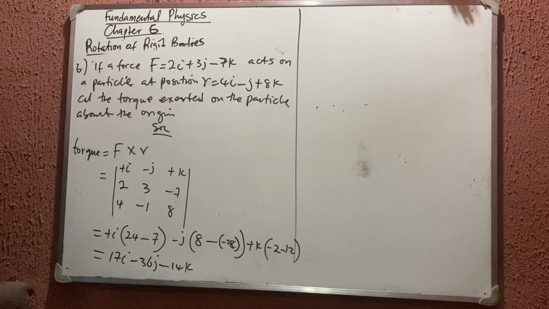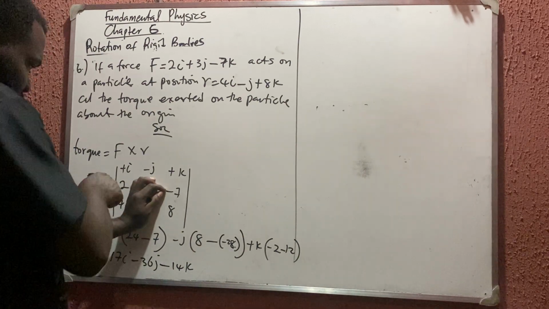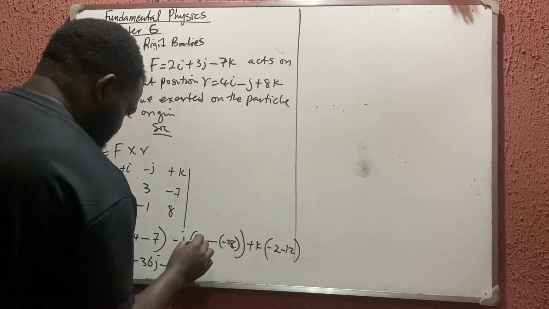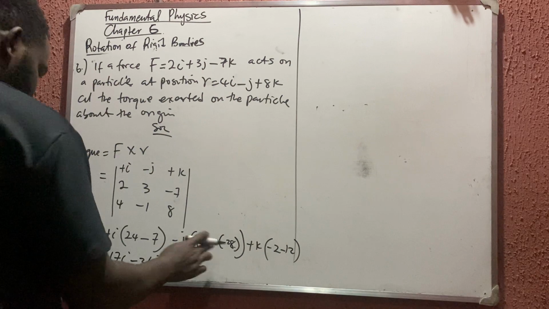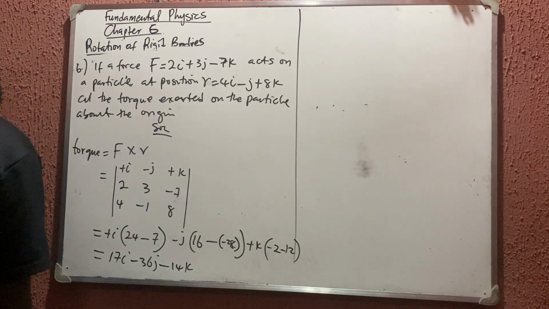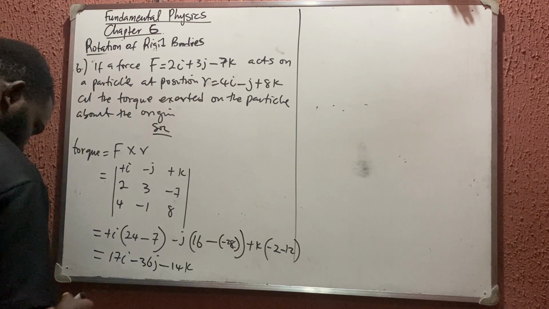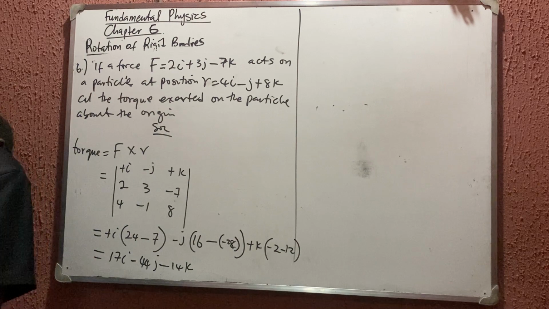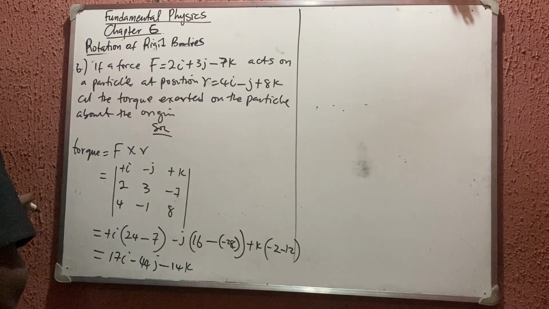So what did I do here? When I closed this, sorry, 2 times 8 is 16. So 16 plus 28 will give you 44. So here is 44. That's a mistake, sorry. Okay, so I have 17i minus 44j minus 14k.